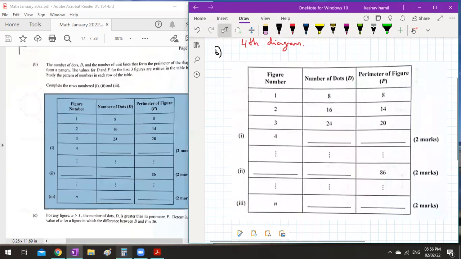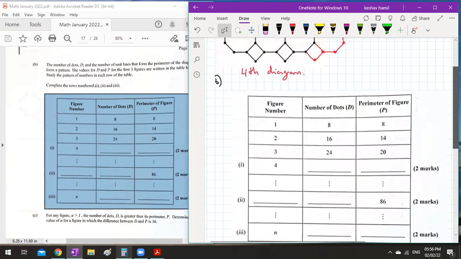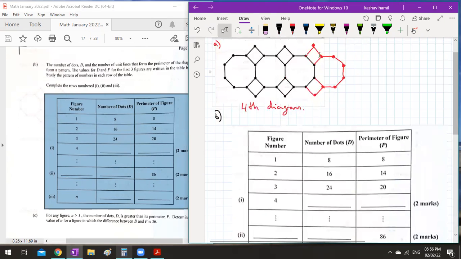Now, for the 4th one, you could simply just check easily and add it up, right? So for the 3rd diagram that was in black, there will be 24. So we look on the red dots, 25, 26, 27, 28, 29, 30, 31, 32. Right? So we'll have 32. The perimeter figure, right? We have 20 as the lines.